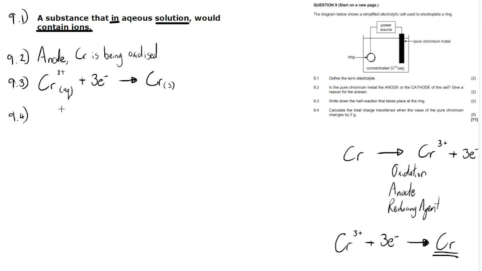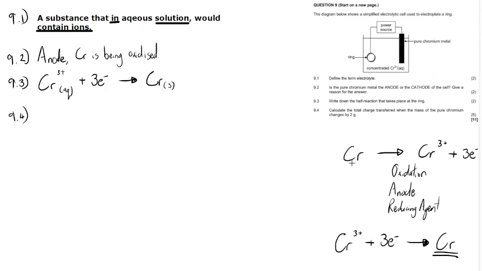Oh goodness. Okay, so we're going to do some, what do we call it? Some chemistry here with some stoichiometry, I believe, some calculation, because we might need to know how many of these chromium ions are in 2 grams. Okay, the pure chromium changes by 2 grams. And so how many moles do we have in 1 gram?